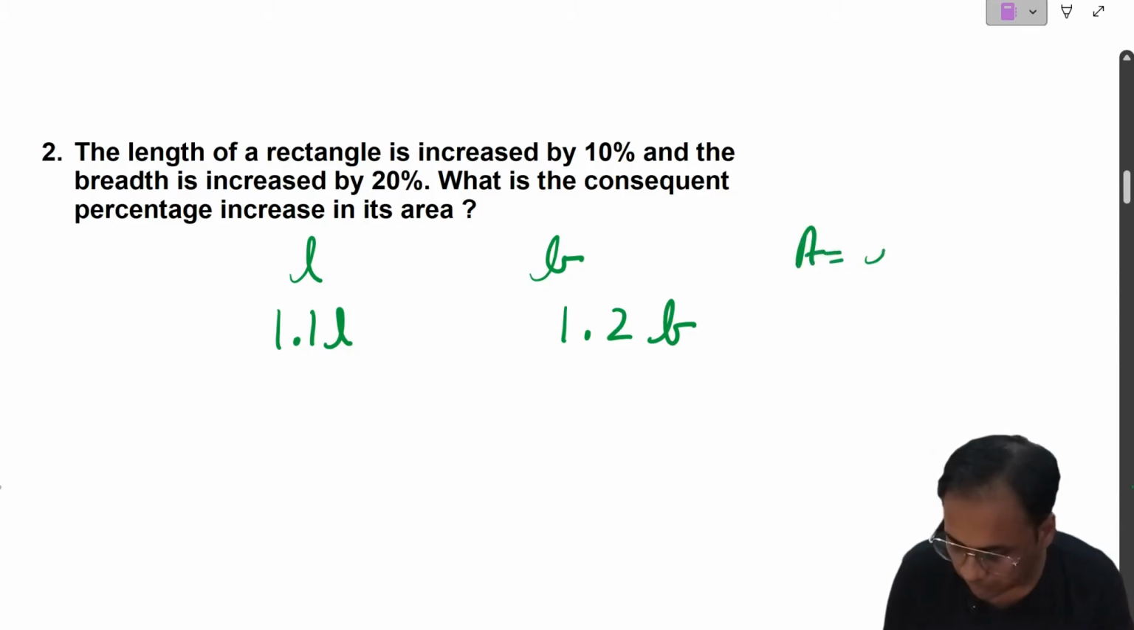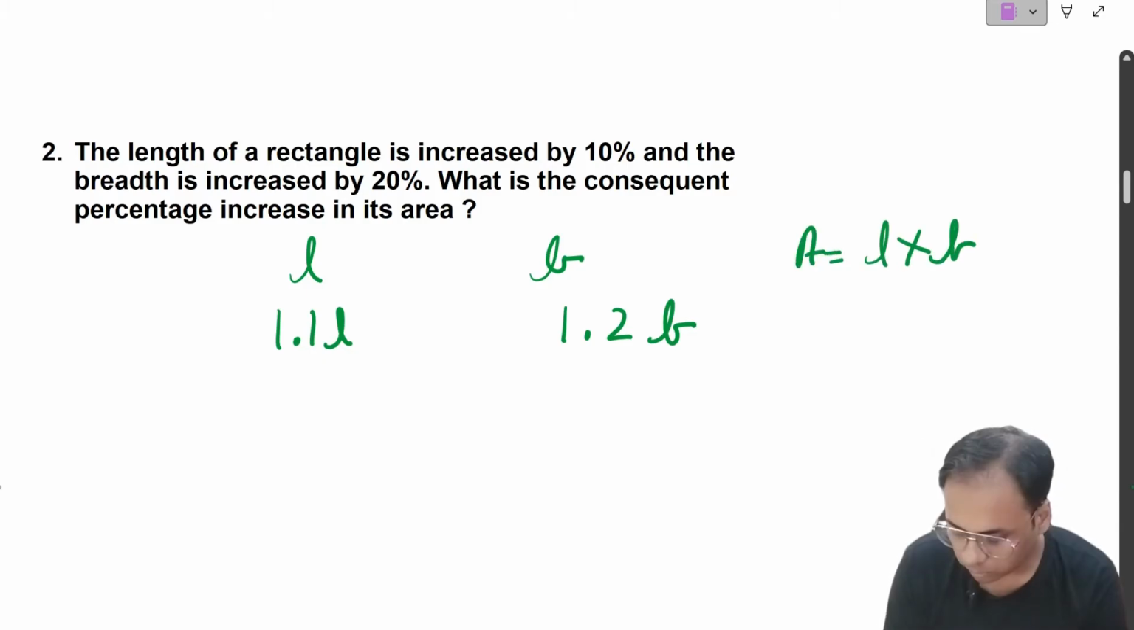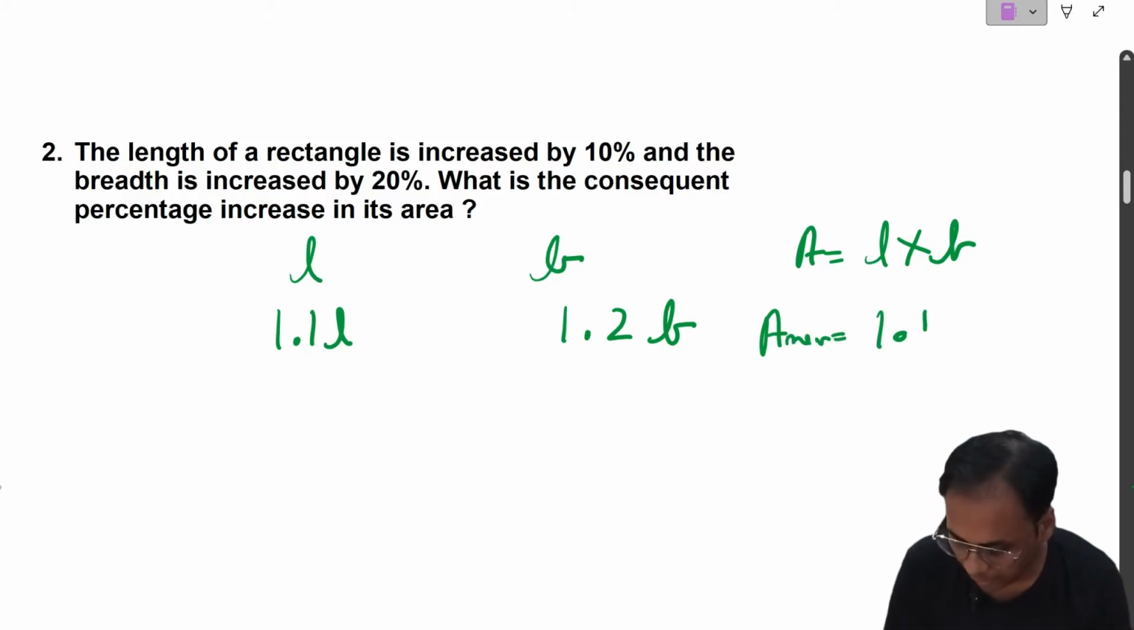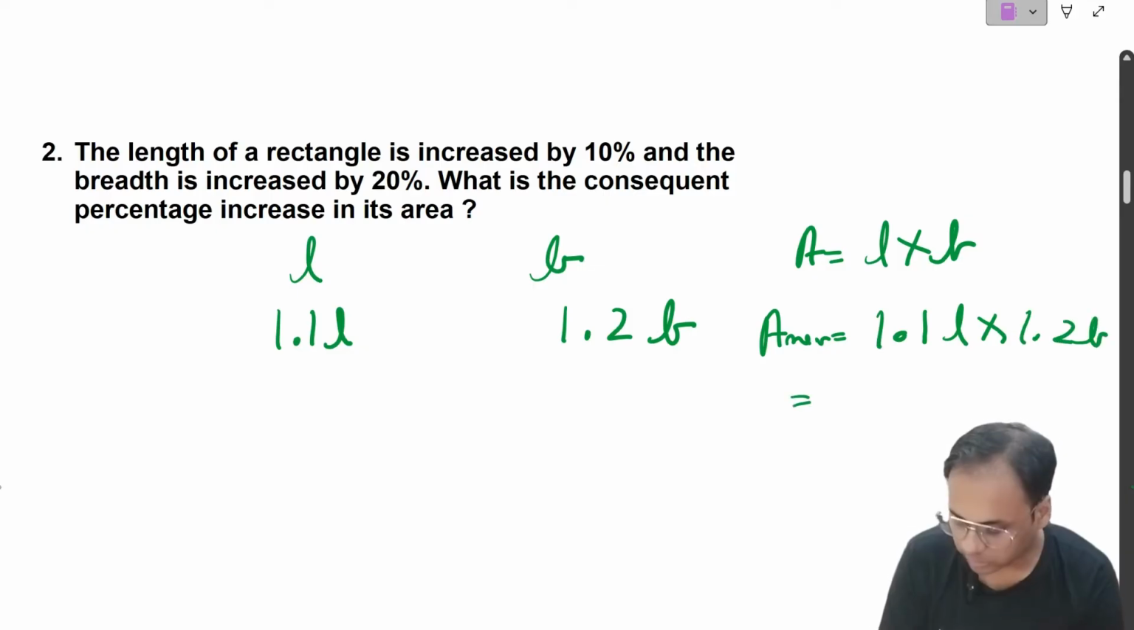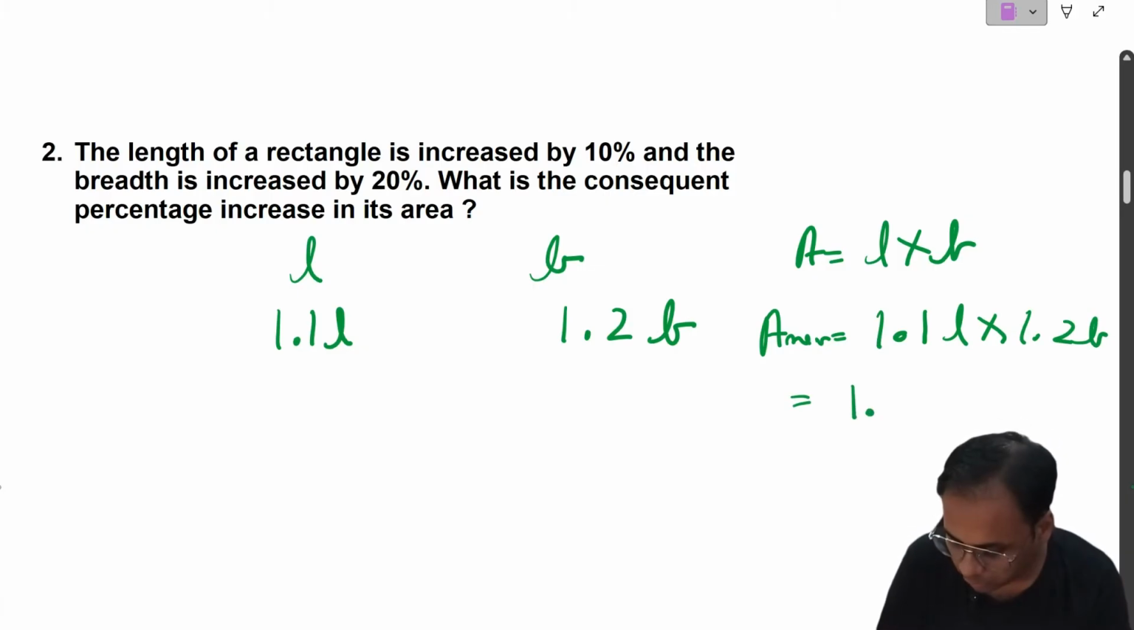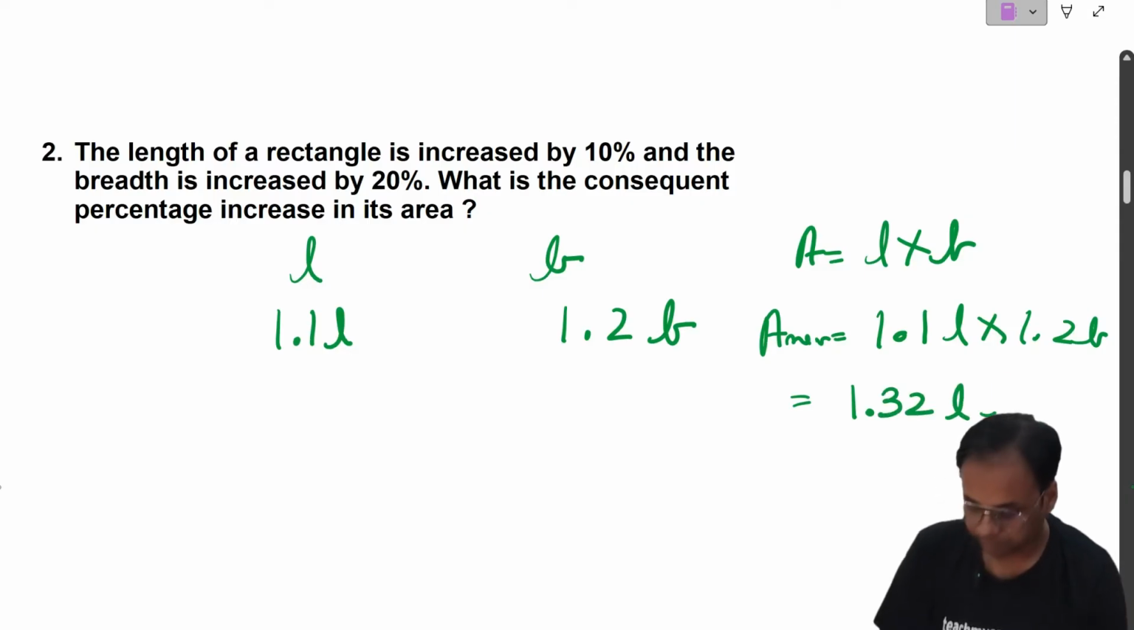The area of a rectangle is length into breadth, and the new area is also length into breadth, which is 1.1 L into 1.2 B. So what does it come out to be? It becomes 1.32 LB.